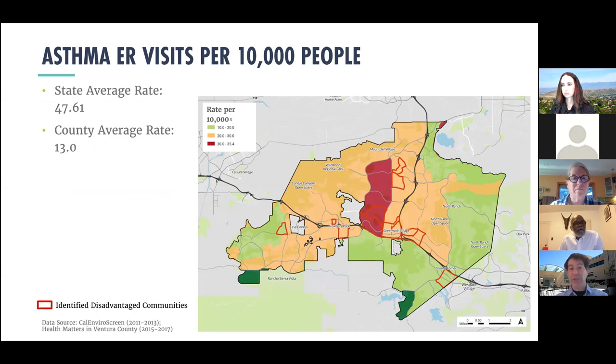Looking at health outcomes, we have asthma, and this is asthma emergency room visits per 10,000 people. The city is doing well compared to the state. The state average is 47.61. The county is 13, so the county is really low. So there's a bunch of areas here in the city that have higher rates than the county, but lower than the state.